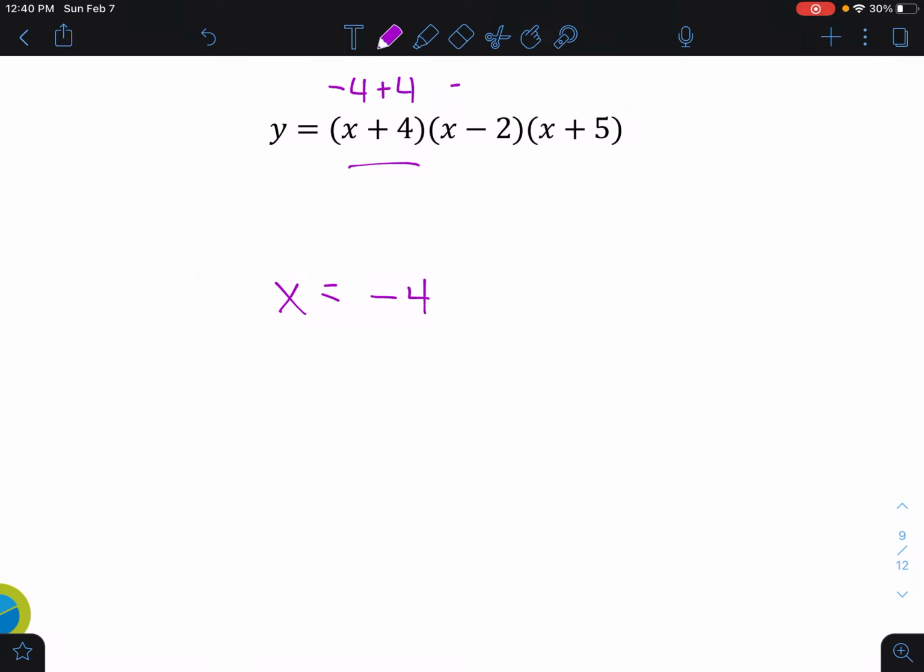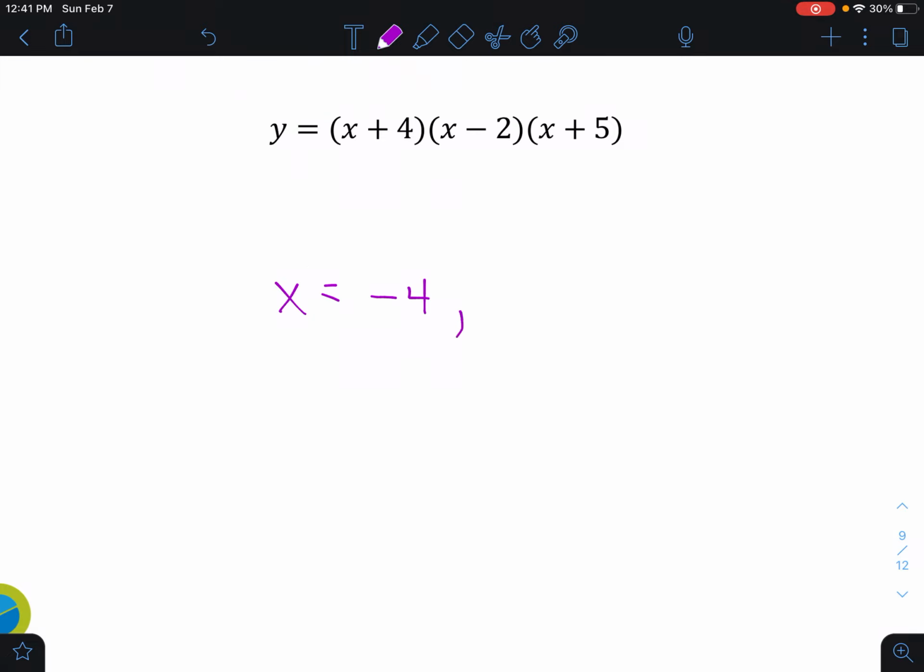Now, that would make this -4. This would be 0. And this would be -6 if you put in -4. And this would be 1. But if you're multiplying by 0, that's still going to give you 0. So this would still give me an output of 0. So really, if either of these sections equals 0, then the whole thing is going to be equal to 0, right? So what values for x are going to be equal to 0?